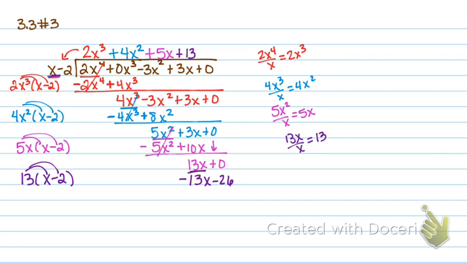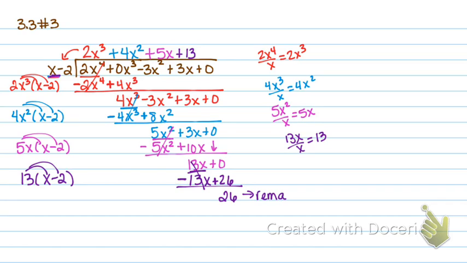Subtract the whole thing, so change all the signs. And we end up with 26. Now the 26 there doesn't have an x, or we could say it's like having an x to the 0 there, and if so, x to the 0 is smaller than x to the first. So that means that we're done, and this is our remainder.